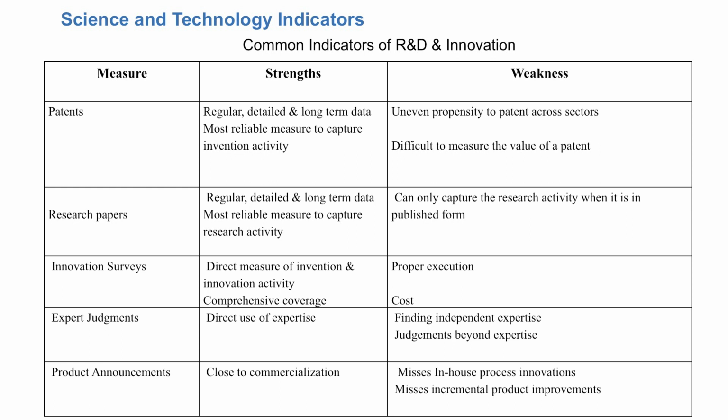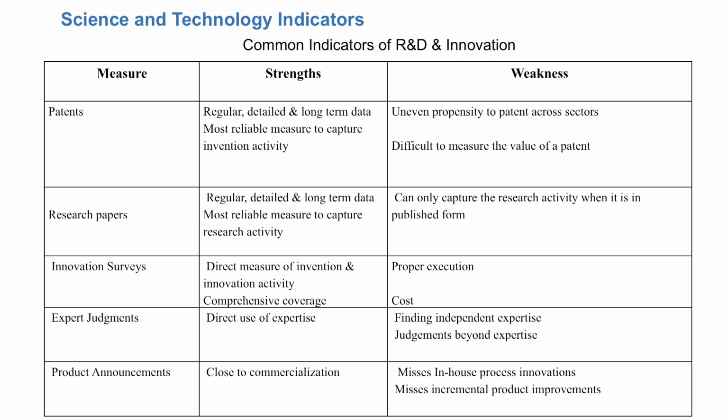Science and technology indicators can primarily be delineated in terms of patents, research papers, innovation surveys, expert judgment, product announcement. Each has its own strength and each has its own weakness. That is why it is important to know their strengths and weaknesses, and it is important when we do a deep analysis to use as best as possible the different indicators which are there, or even if you use one indicator, to draw attention to the limitation of that indicator.